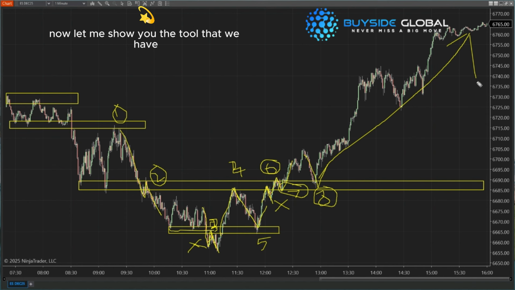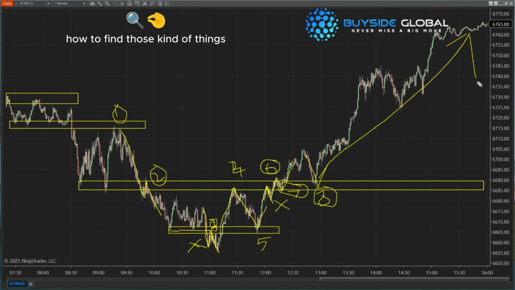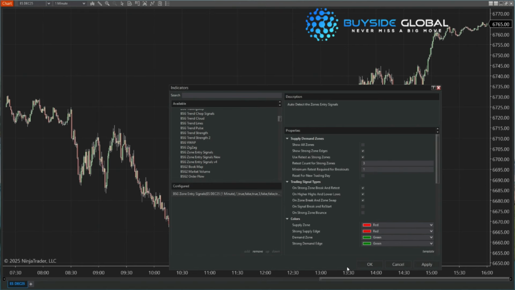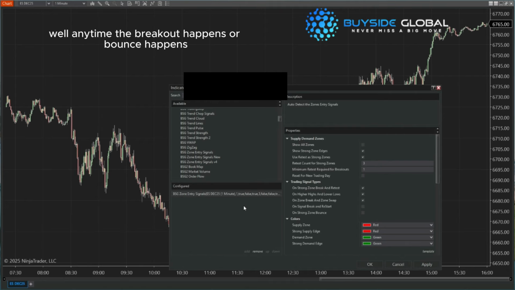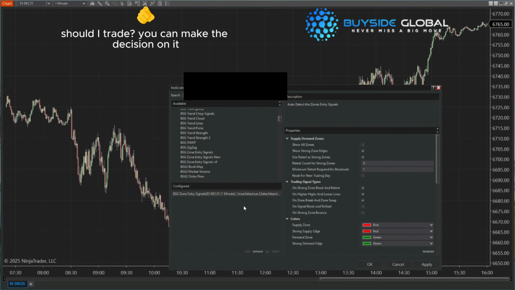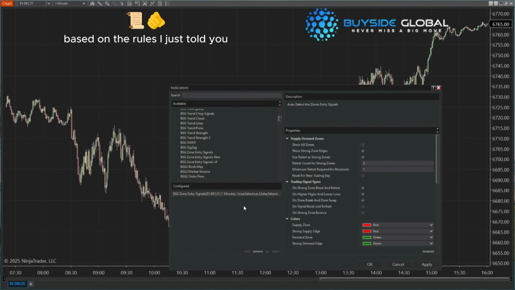Now let me show you the tool that we have for the traders who don't know how to draw the supply and demand levels, how to find those kinds of things. So this time I'm going to go back to the indicators. This is our supply and demand trading signal system, where it's going to draw the supply and demand automatically, and the best thing is it's going to give you the signals. Any time a breakout happens or a bounce happens, it's going to give you an audible signal so you can make the decision: should I ignore, should I trade? You can make the decision based on the rules I just told you.